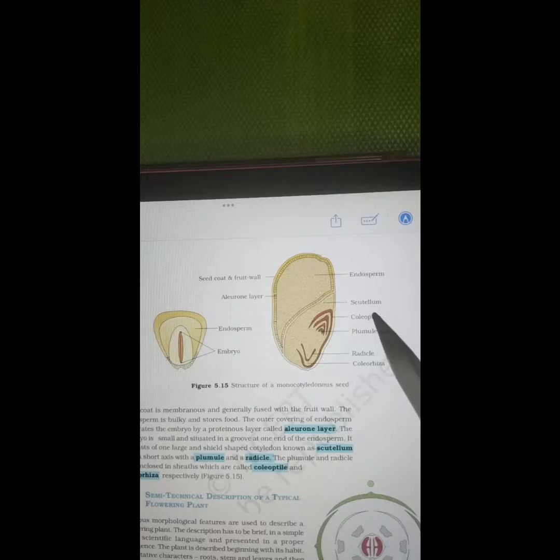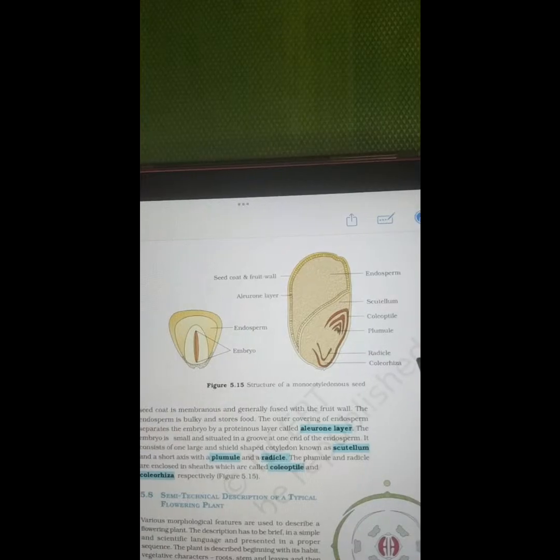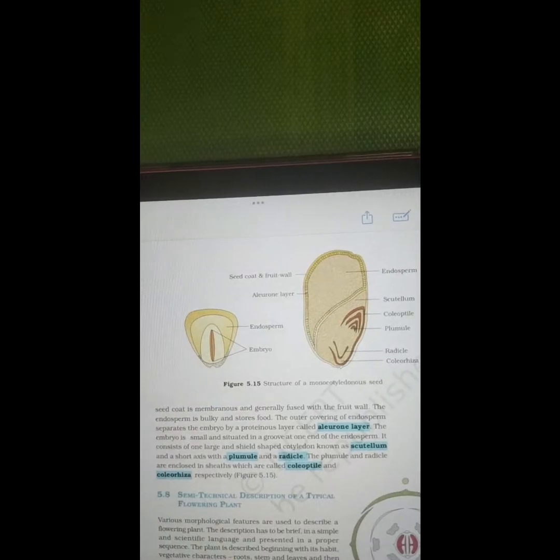Remember, the only cotyledon present in the monocot is named the scutellum and not the cotyledon. Radicle is the future root. Plumule will form the future shoot. Plumule is protected by coleoptile and radicle is protected by coleorhiza. Important to know: coleorhiza, with rhiza, relate it with root.